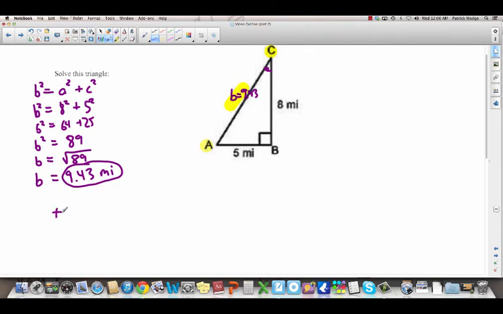You could do tan C. You could do sine C. You could do cos C. Let's do all of them and we'll show you it doesn't matter. What's tan C equal? Well, tan's opposite over adjacent. Opposite, 5 over adjacent, 8. Tan C is 5 over 8. What's sine C? Opposite, 5 over hypotenuse, 9.43. What's cos C? Adjacent, 8 over hypotenuse, 9.43.